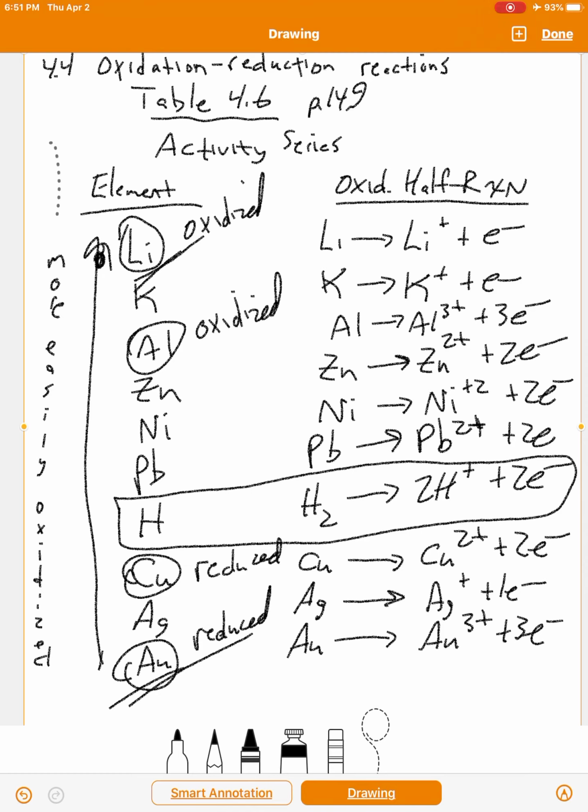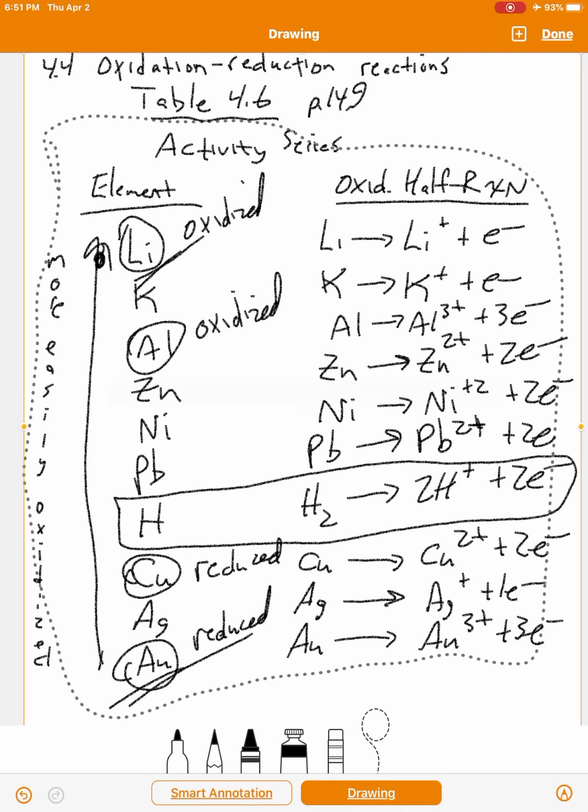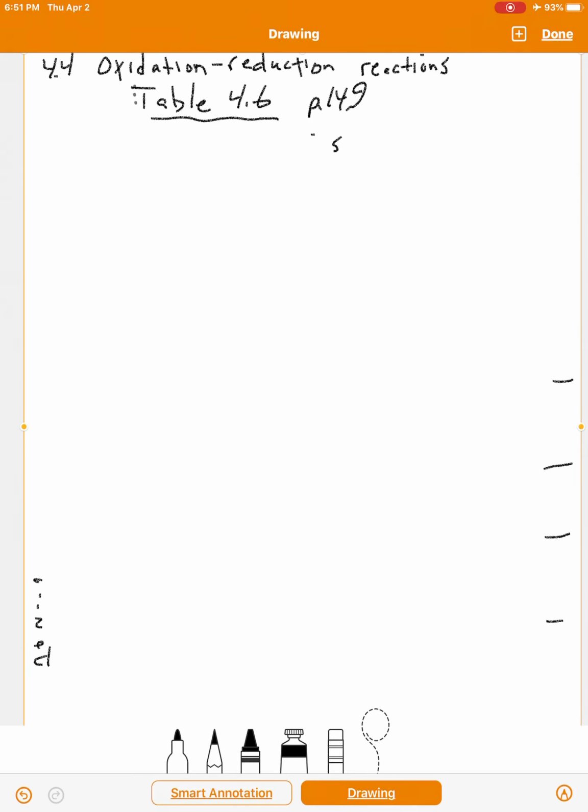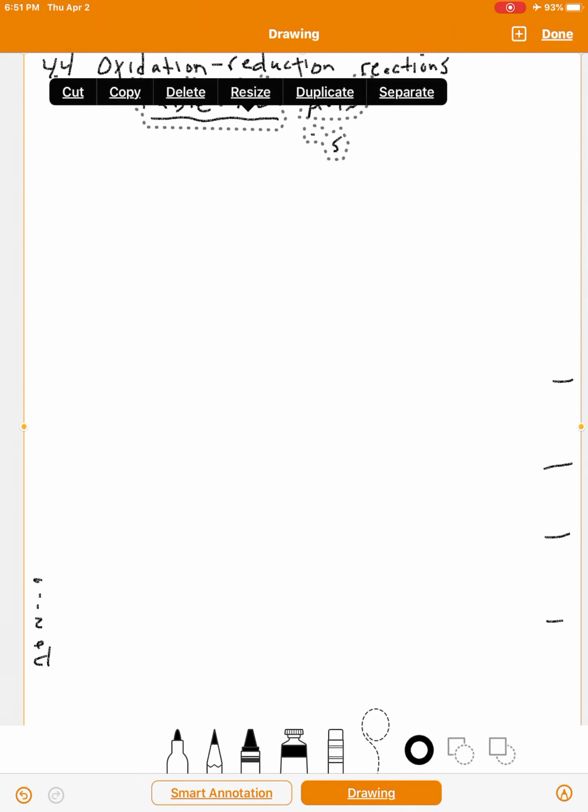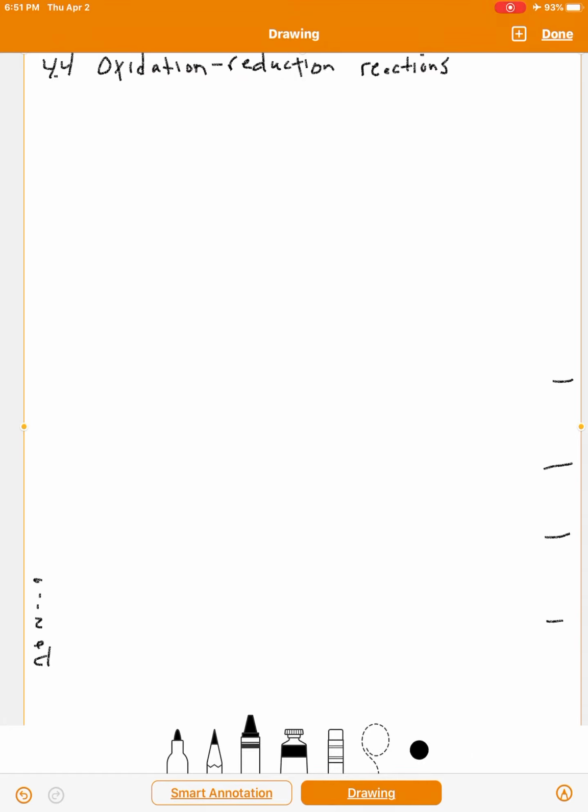We just have to be a little bit careful because there's a possibility that things are put together in such a way that nothing happens, that there is no reaction. There has to be certain requirements for these reactions to work. But again, the higher up it is, it's going to get oxidized. And the further down it is, it's going to get reduced. So let me show you an example of that.